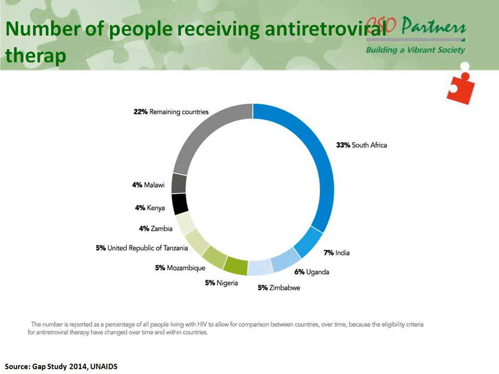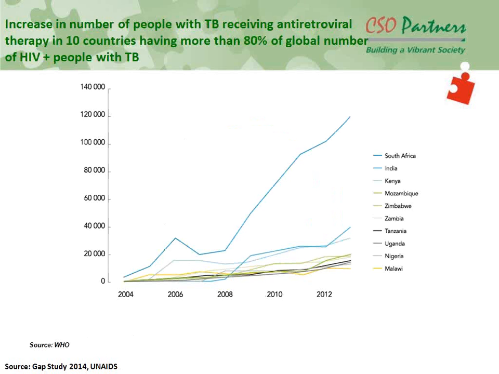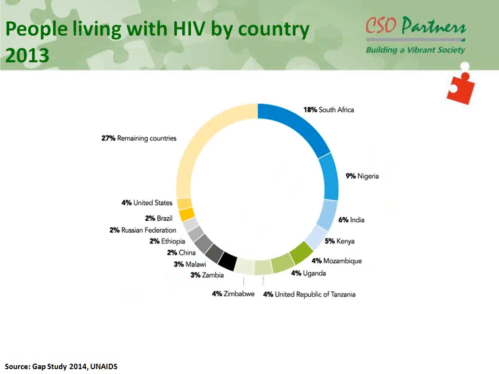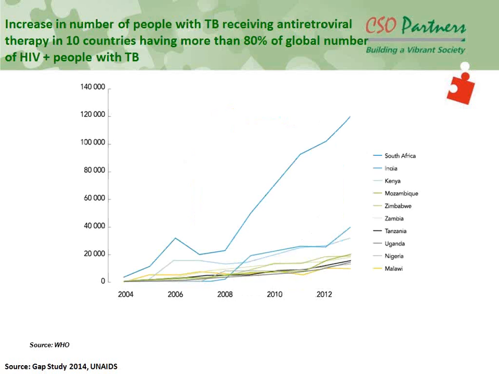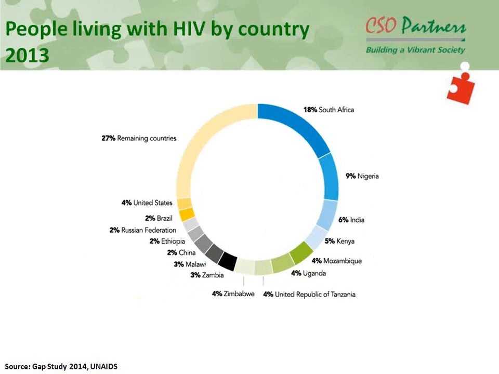If you see the access to ART globally, if 100 people are accessing ART, then 33% are in South Africa, 7% in India, 6% in Uganda, and so on. Of the infected people globally getting ART, 7% are in India. Our share of infected people is probably around 6% or 7% only, so you see that it is proportionate. People living with HIV by country, 6% in India, and ART access 7% in India. That does not mean that all infected people in India are having ART.